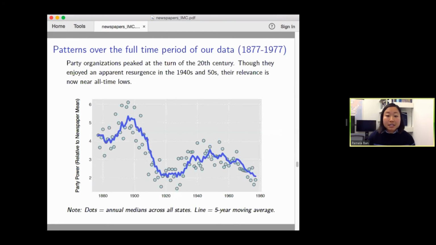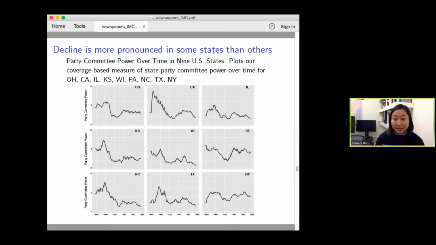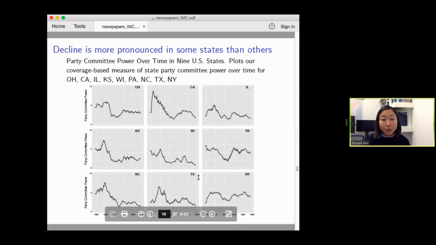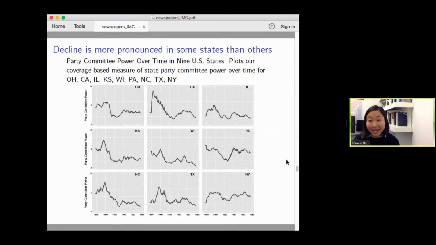And so we can also look at state-specific patterns. Historians have talked about how the decline of different party organizations varies in magnitude and in timing across different states. And we see here, right? This is just an example of what this looks like for 9 different U.S. states. We can see in some states like California, there's a dramatic decrease in the first half of our data set, but some states like Ohio, Illinois, and New York were more moderate and did not see as dramatic of changes here.